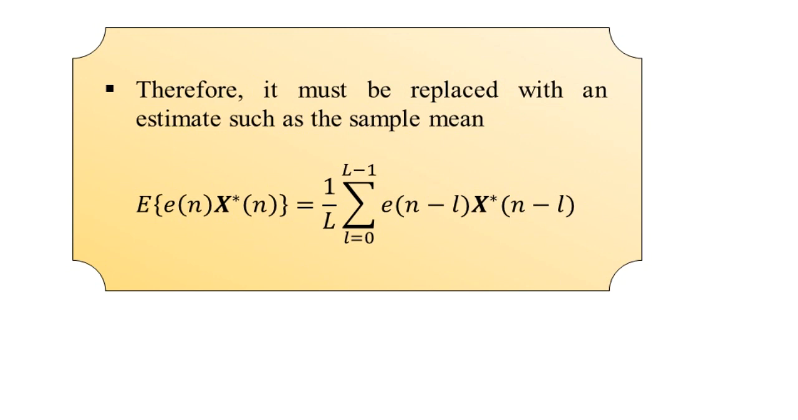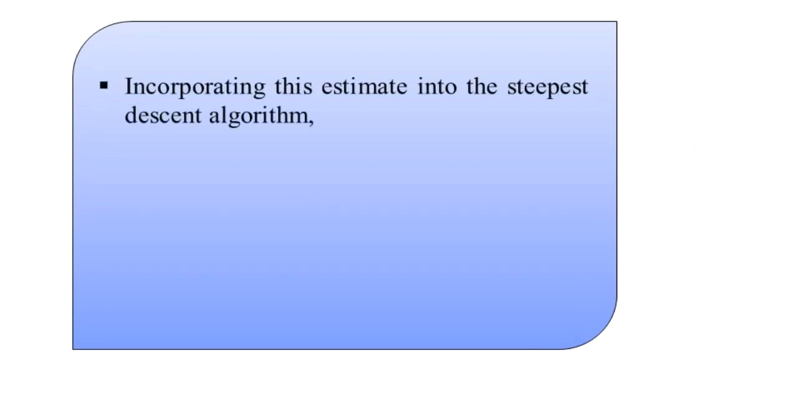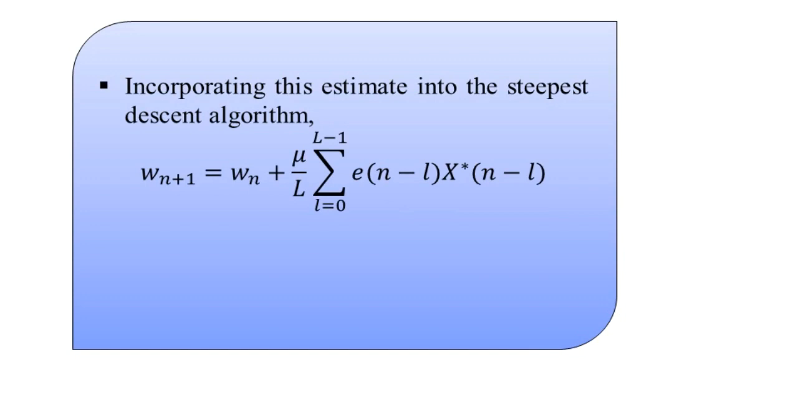Now when we incorporate this estimate and make changes to the mathematical representation that we saw for the steepest descent algorithm in the previous video, the update equation for the weight vector W suffix n becomes W suffix n plus 1 is equal to W suffix n added by mu divided by capital L multiplied by the summation, l equal to 0 to capital L minus 1, of e of n minus l times the complex conjugate of x of n minus l.